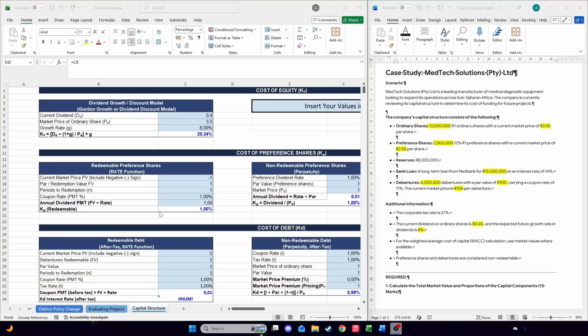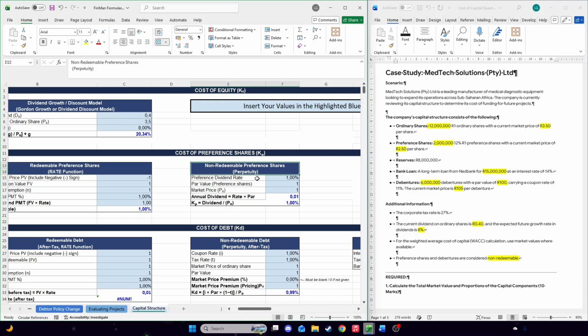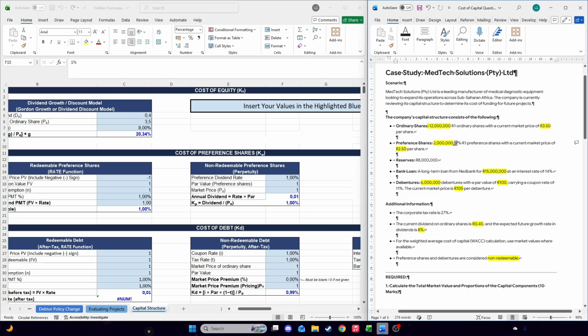And now we can move on to preference shares. Since it's stated at the bottom here that it needs to be non-redeemable, we can work in this box for preference shares. The information we need can be found in this sentence over here on the right side. The preference dividend rate is normally found directly after the quantity. This is 12%. The par value is R1.